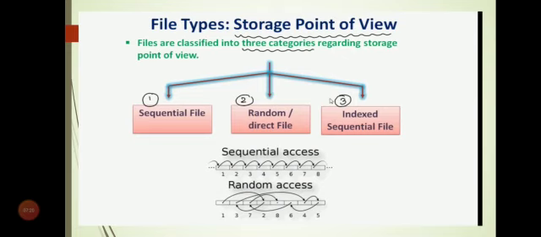File types from a storage point of view. Files are classified into three categories regarding storage: sequential, random or direct access, and index sequential file. A file access mechanism refers to the manner in which the records of a file may be accessed. There are several ways to access files, like sequential access, direct or random access, and index sequential access.